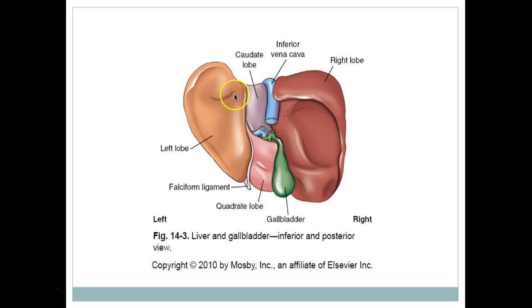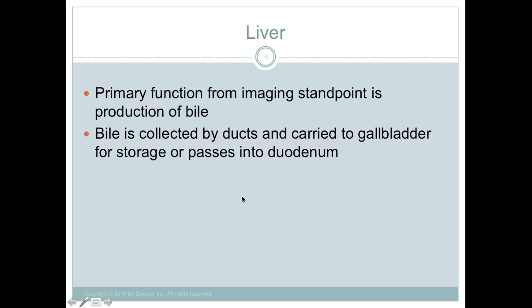So looking here, the inferior and posterior, you can see this is the right side, this is the left side. So here's your right lobe, and you can see the inferior vena cava coming down, and you have your gallbladder with your cystic duct, and this is your quadrate lobe and your caudate lobe and your left lobe of your liver. And you can see right here, this little white piece, that's your falciform ligament.